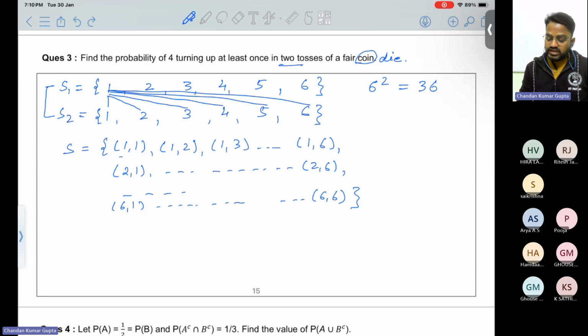S1, S2. 1 is related to 1, 2, 3, 4, 5, and 6. Again, 2 also relates in a similar manner. 3 also relates in a similar manner. So there are 6 with 6. 6 into 6 equals 36.